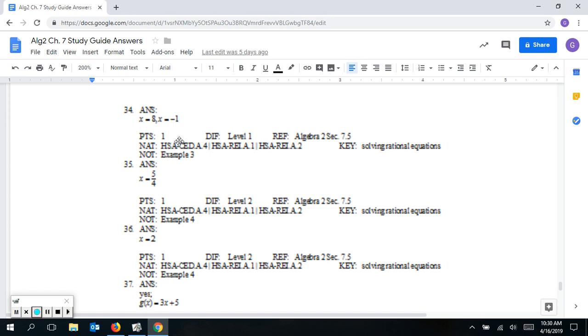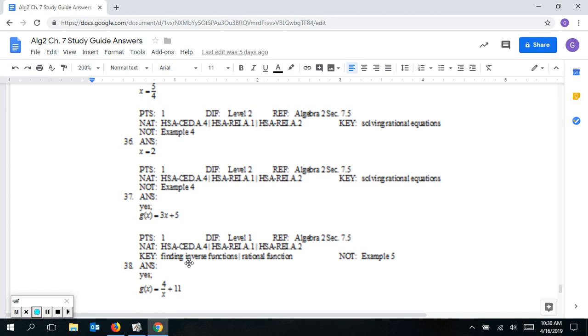And 36, just one answer, x equals 2, so you're probably going to end up having to have an excluded value as an answer, and so that would be an extraneous solution. So one of those is probably extraneous. You probably got 2, but really you can only keep 1.